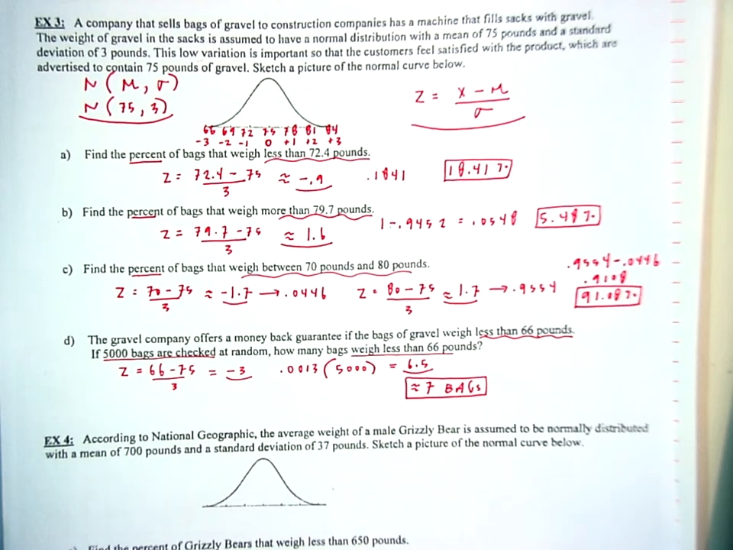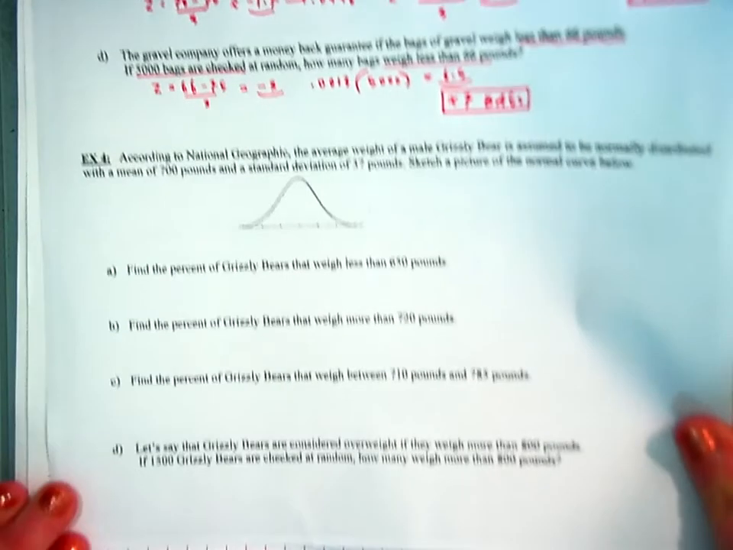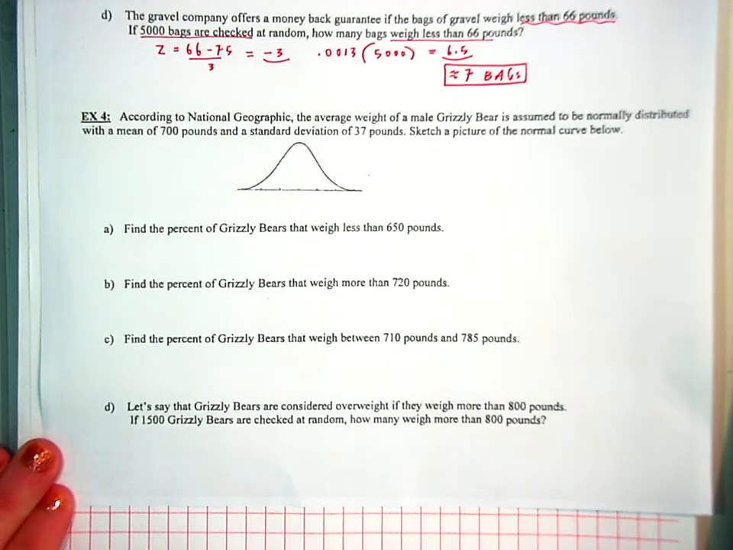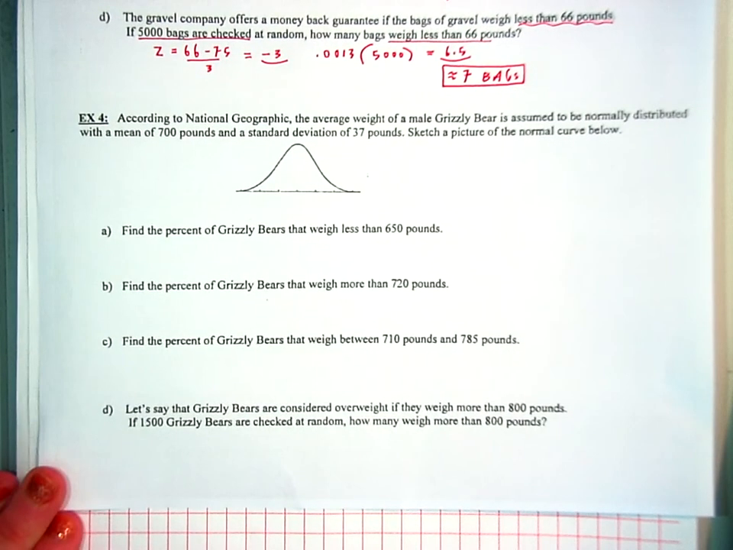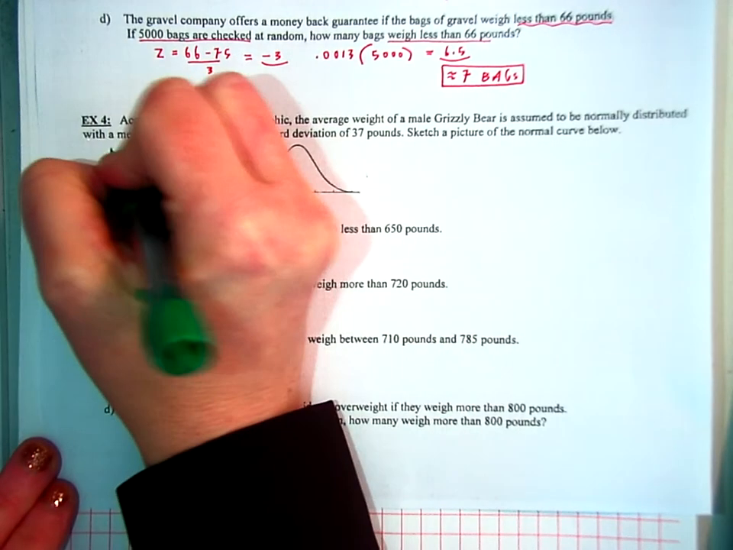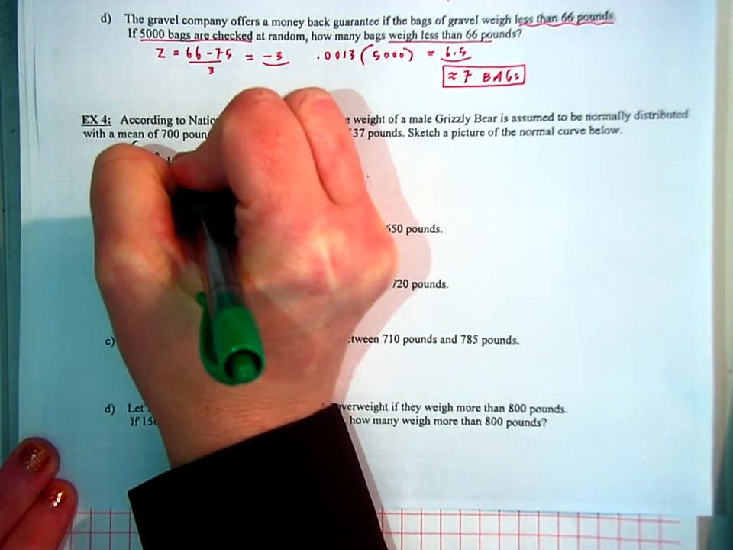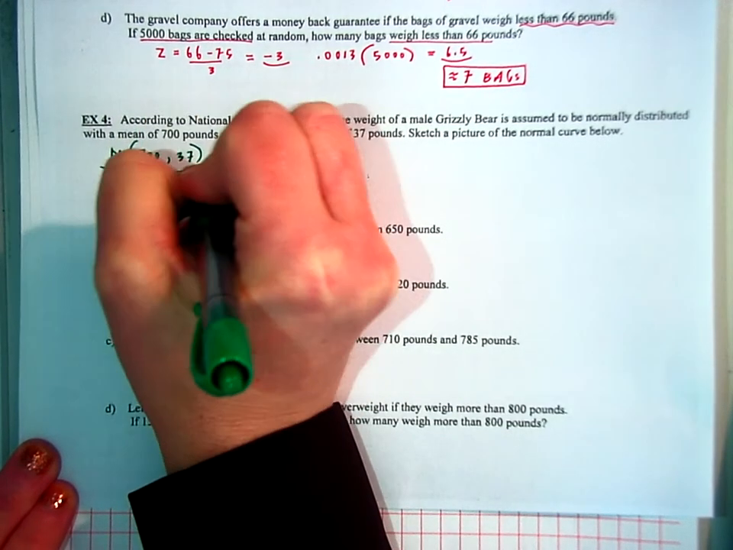All right, let's do one more word problem together. Let me slide this up. All right, example 4. According to National Geographic, the average weight of a male grizzly bear is assumed to be normally distributed with a mean of 700 pounds and a standard deviation of 37 pounds. Let me summarize that off to the side. 700 pounds, pretty big. Standard deviation, 37.